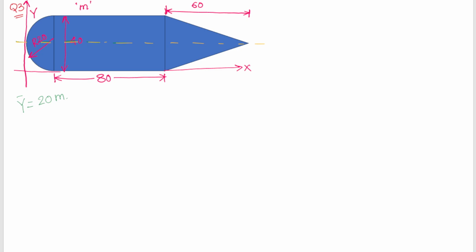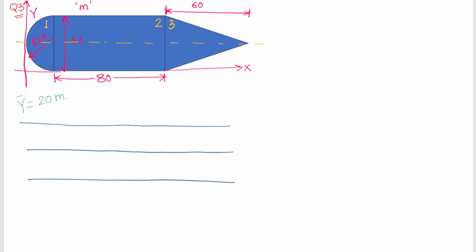So we know the steps. First, let's make a table. How many geometries are there? We have 3 geometries: geometry 1 is a semicircle, geometry 2 is a rectangle, and geometry 3 is an isosceles triangle. Let's make the table. The number of rows will be 1 more than the number of geometries. So the number of geometries is 3, so the number of rows is going to be 4. So these are our rows.